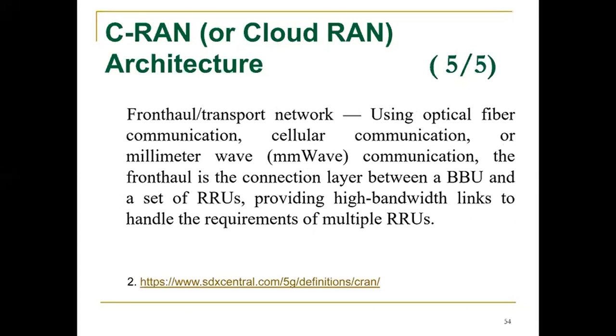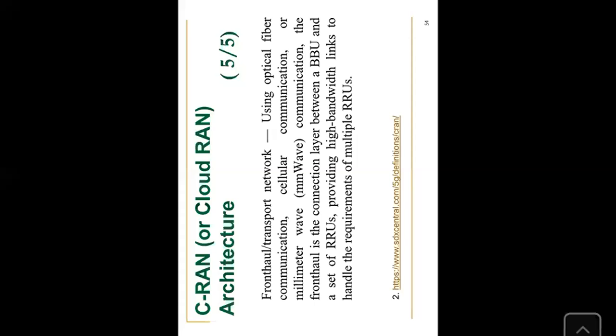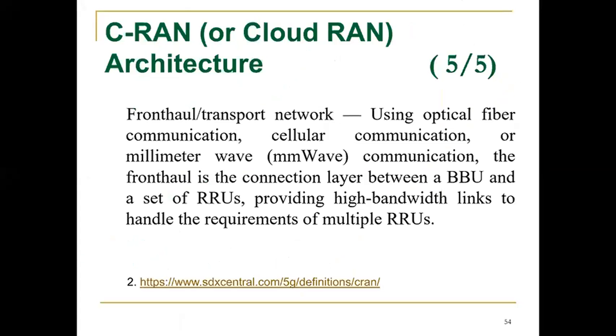Now we look at the fronthaul transport unit, which is connecting the far base stations. Using optical communication, cellular or millimeter wave, the fronthaul is the connection between baseband unit and RRUs, providing high bandwidth links to handle the requirement of multiple radio resource units. Remember, we connect our calls or our internet from our mobile phone to the base station. This is the first step of the network.